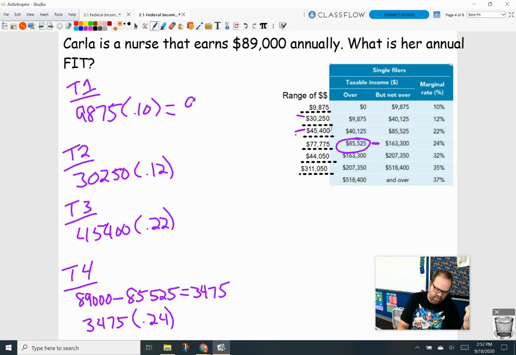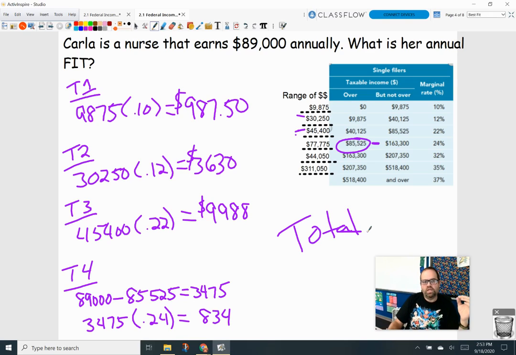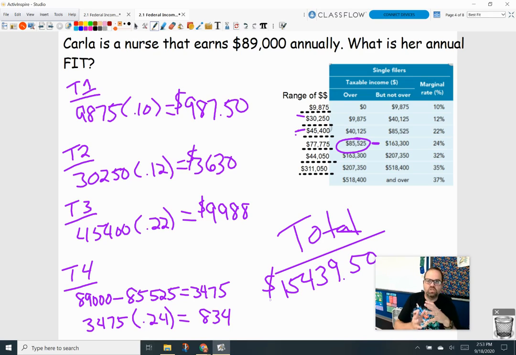$9,875 times 10%, we just did that in the last problem, $987.50. $30,250 at 12% is $3,630. Tier 3, $45,400 at 22% is $9,988. And then the one that's not the full range of the tier, we had to calculate $3,475 at 24%. That is $834. So her total for the whole year, you add up those 4 amounts: $987.50, $3,630, $9,988, $834. She pays a grand total for the year of $15,439.50, spread out over the entire year.